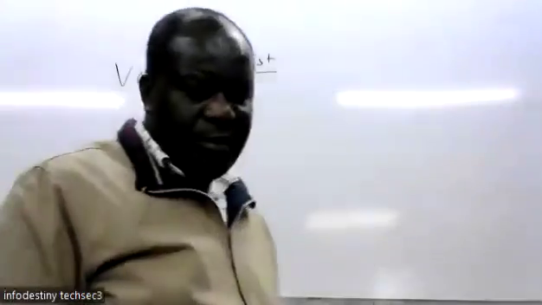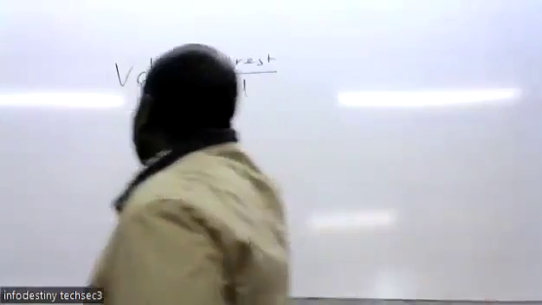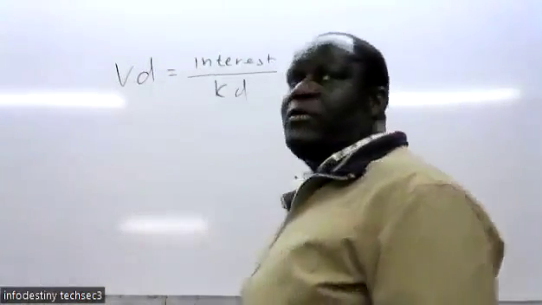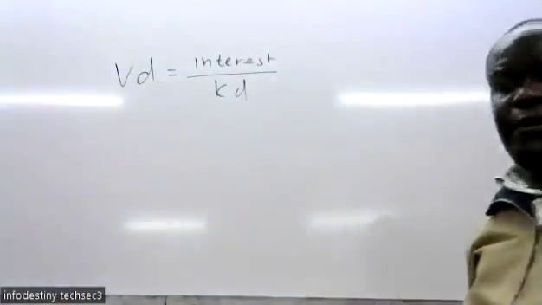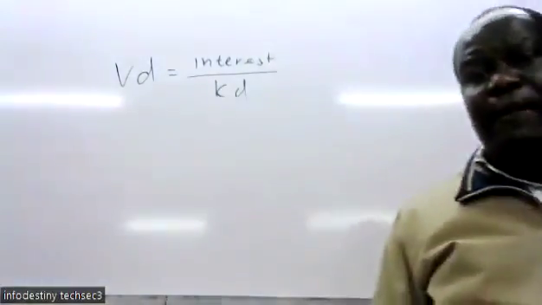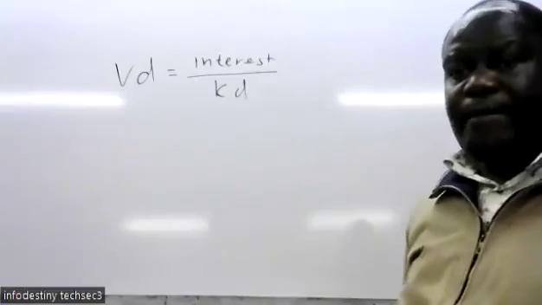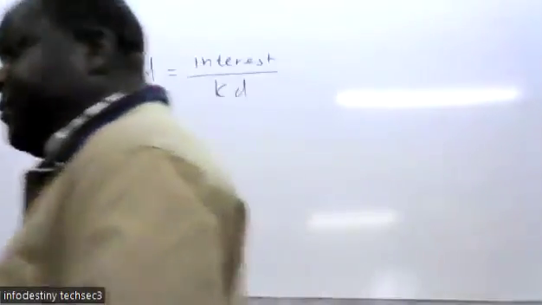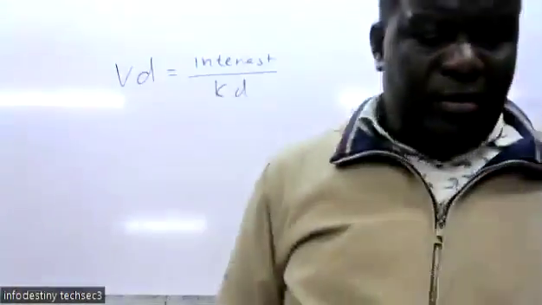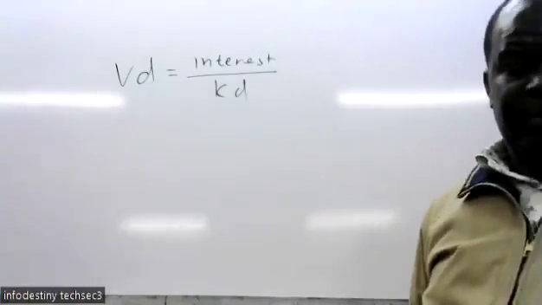Divided by KD. So this one is the value of the debenture. KD is the cost of the debenture, where BD is the value of the debenture. That's how we shall be getting the value of irredeemable debenture.